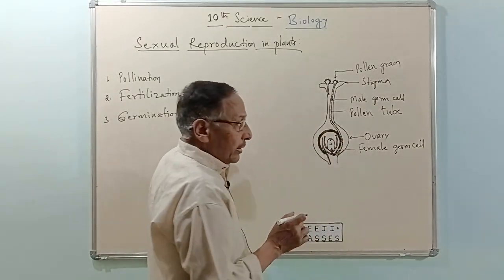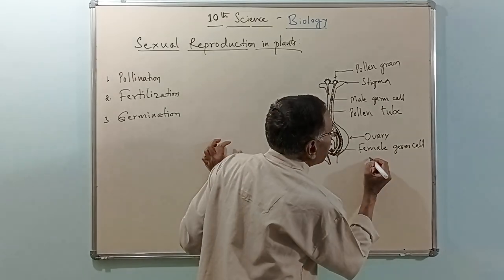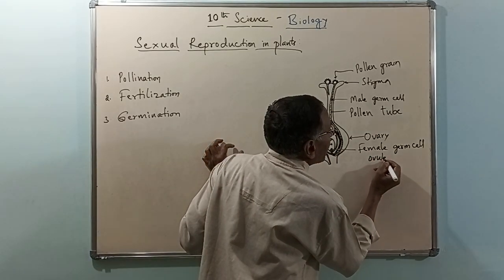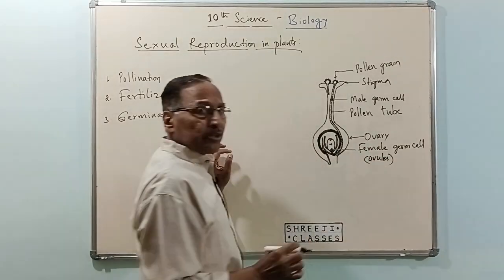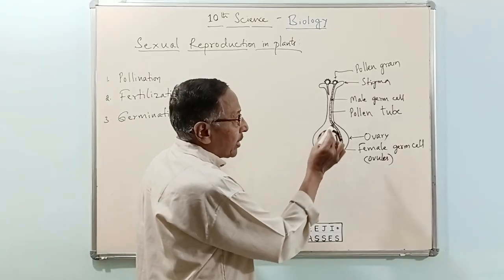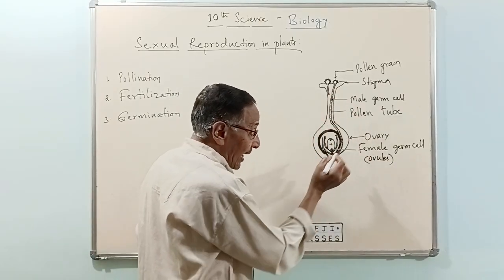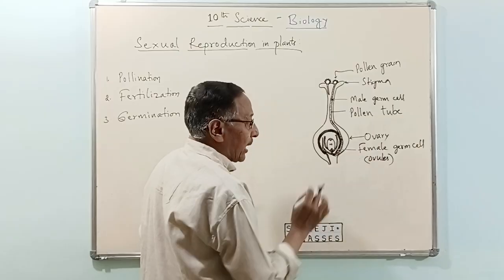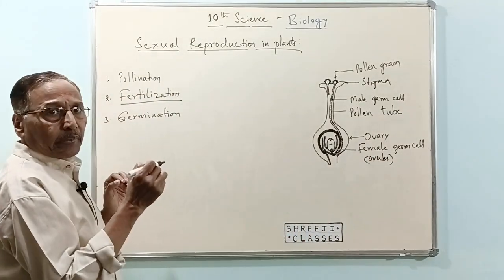In the ovary, there are female germ cells which are present in the ovules. So this male germ cell passes through the pollen tube and fuses with the female germ cell. This is what we call fertilization.